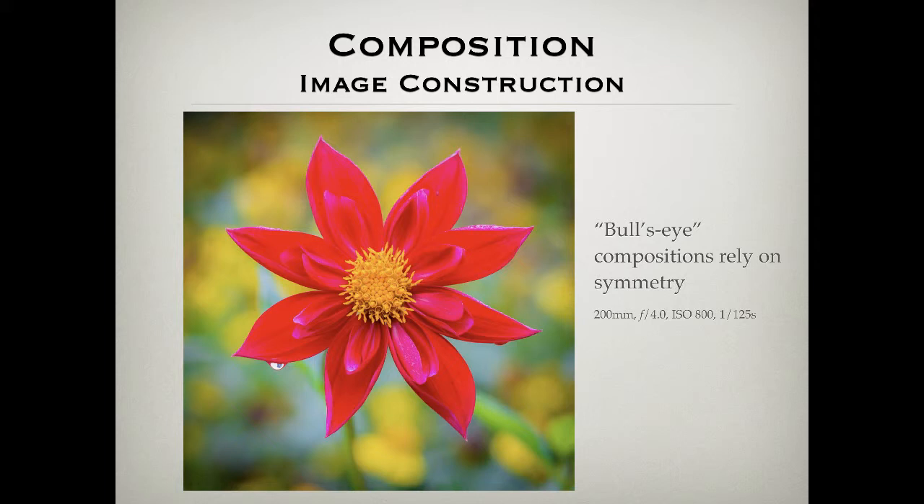This lens goes to f2.8, but I wanted to make sure I got as much of the petals. Again, my focus was on the center of the flower, but I wanted to get as much of the petals in focus while keeping the background as out of focus as possible. So f4 worked out for that.